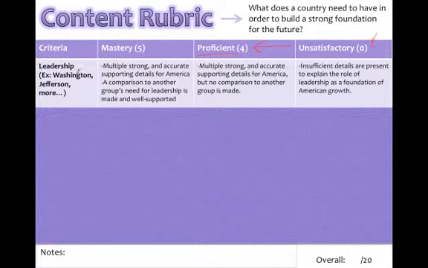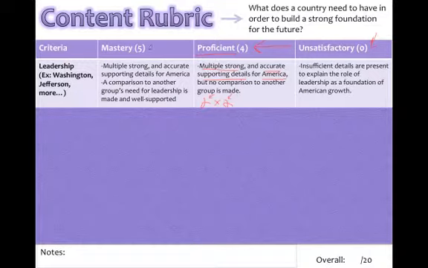So again, we're looking at leadership with Washington and Jefferson. What you need to do is have multiple strong and accurate supporting details for America. So what you're going to do is talk about leadership in America. To get this, you need to have, I'm going to call it 2 by 2. And this is great handwriting there. You guys love that, I'm sure. We need to have 2 examples, and we need to have 2 supporting details for each example. So if it's a paper, you're going to have 4 sentences that are proving this specific point in this portion of the paper.